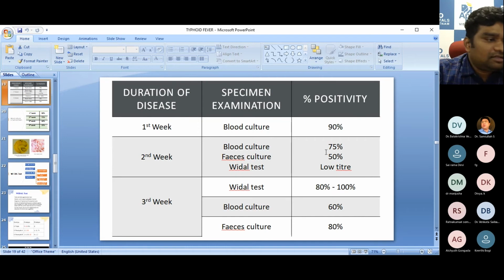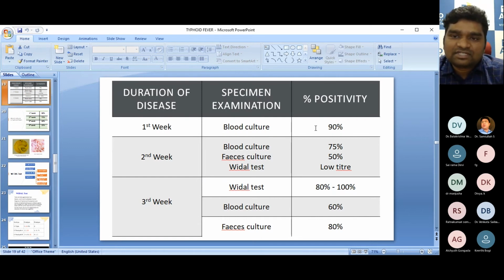And here, by duration of disease: first week, second week, and third week. During the first week, blood cultures are positive in 90% of cases. In the second week, blood cultures dip to 75%, and feces culture and Widal test are about 50%, with a low titer Widal test. In the third week, the blood culture is positive in only 60% of patients.